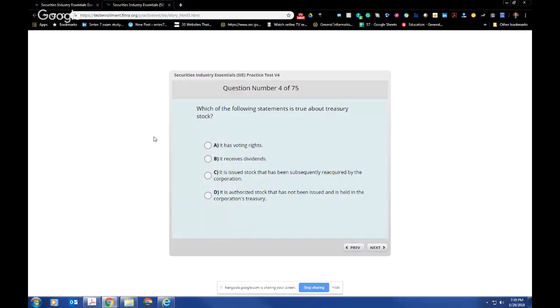C, it is issued stock that has been subsequently reacquired. That's a fancy word for bought back by the corporation. It is authorized stock that has not been issued and held in the corporate's treasury. That sounds awesome, but it's not the answer. C is it. So let's make sure we got it.